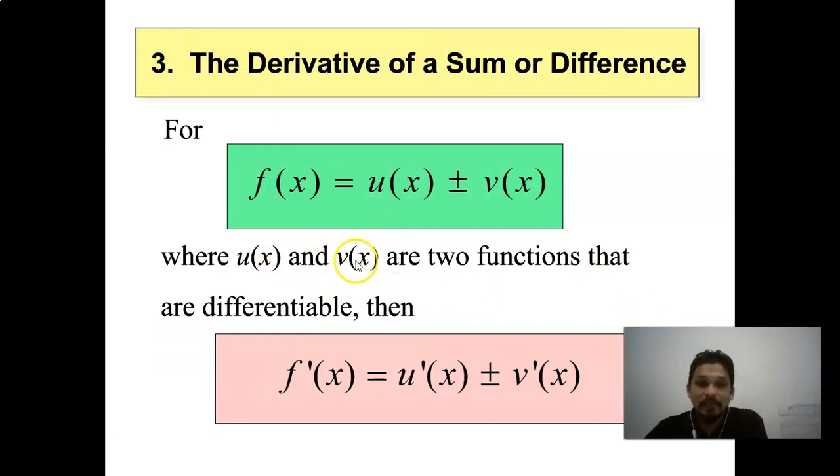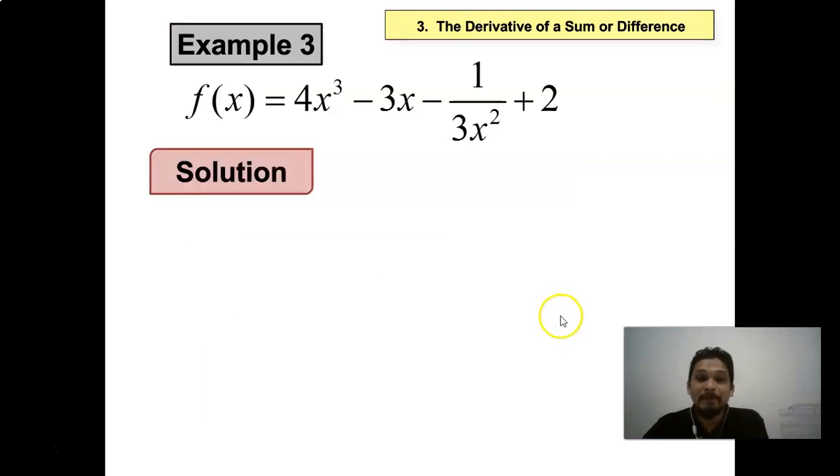Then next, if u and v are two functions that are differentiable, then for f prime we differentiate one by one without changing the sign of positive and negative, addition or subtraction. It still remains.